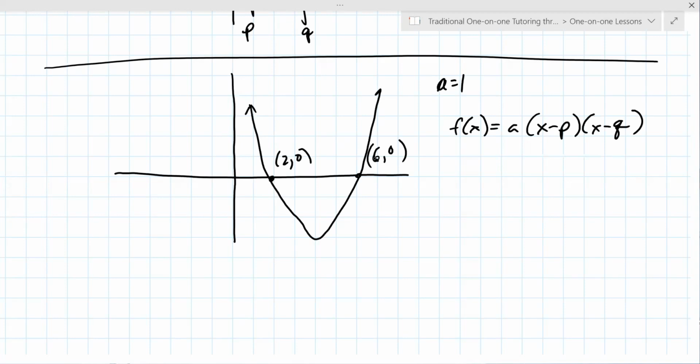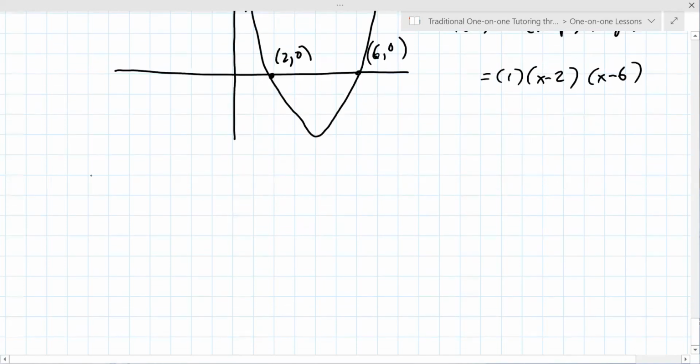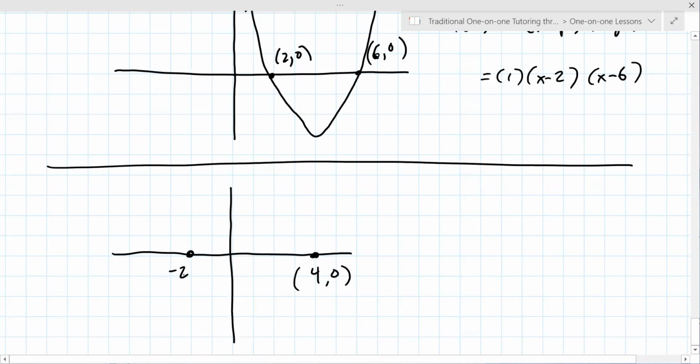All right. A is equal to 3. Nope, A is 1. Yep, 1 and X minus 2, X minus 6. Perfect. So yeah. All right, let's try one more here. So this time, -2 and +4. Okay, so can you try writing that in factored form?